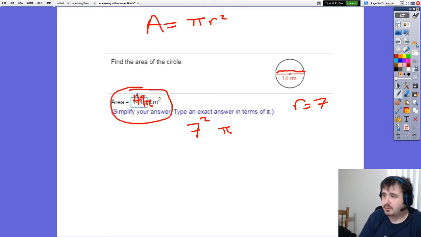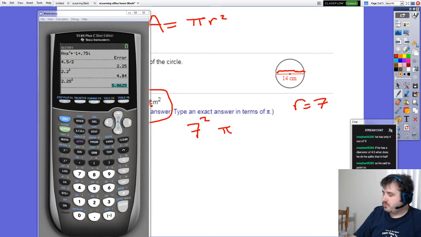Same thing for number 3, I think. If you've got the diameter, you need to find the radius first. If you've got the radius, you can just jump right in, but if you've got the diameter, you have to divide by 2, not minus 2. So just be careful about that.